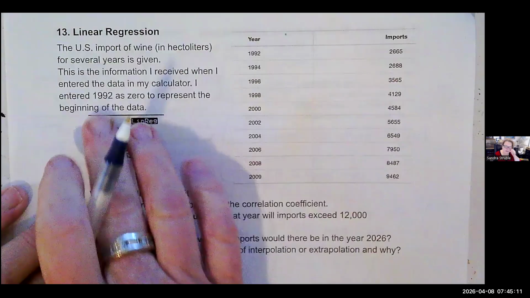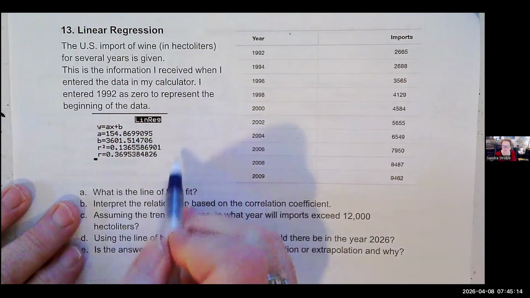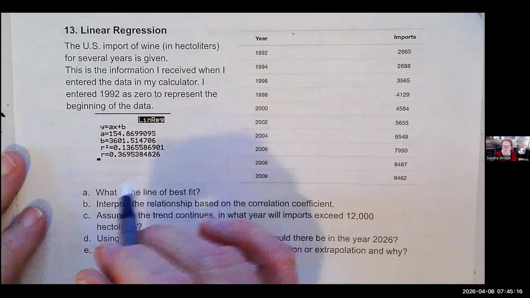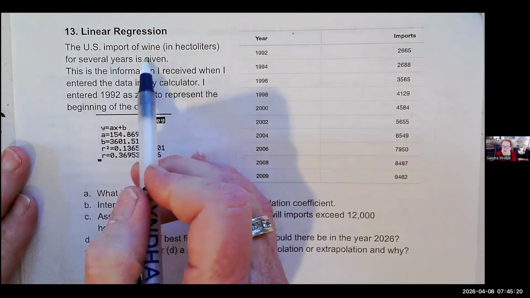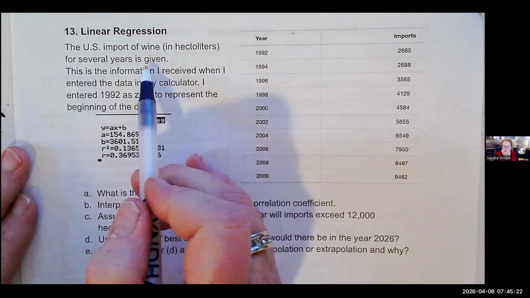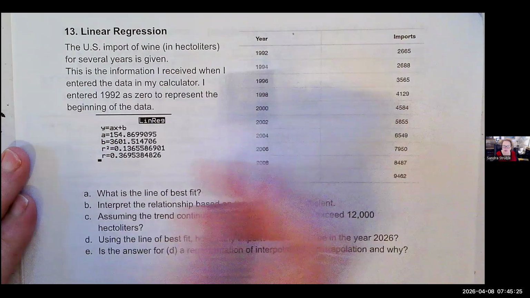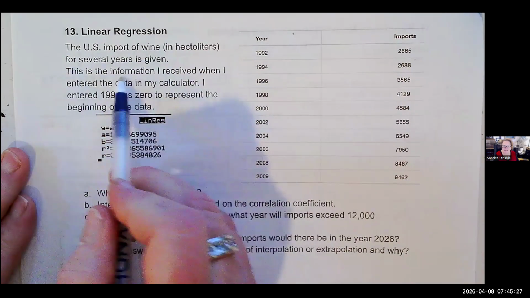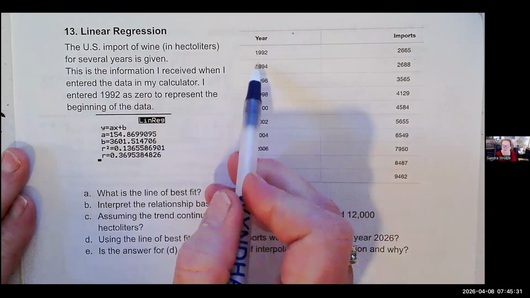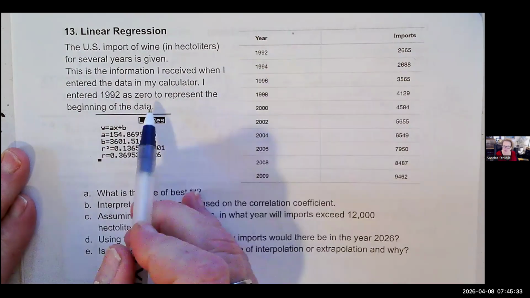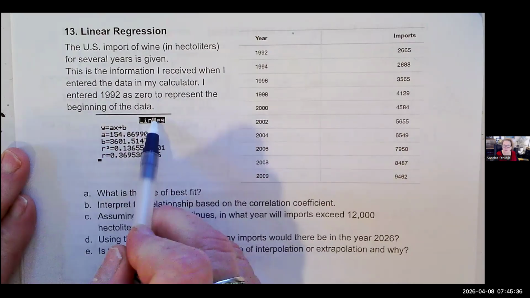Right. Now we've got a linear regression. I provide you with the data as well as what the calculator is representing, or Desmos, depends upon which one I use. The U.S. import of wine in hectoliters for several years is given. So the year and the imports of the wine in hectoliters. This is the information I received when I entered the data in my calculator. I entered 1992 as 0. That was the earliest I had to represent the beginning of the data that we had. All right, and then I went from there. It was 0 to 4, like that.